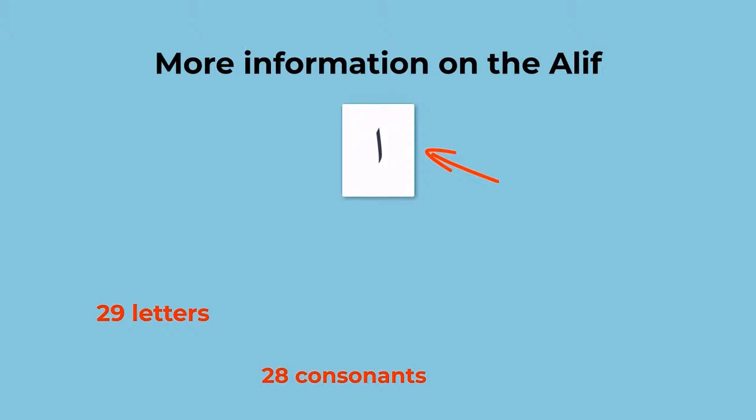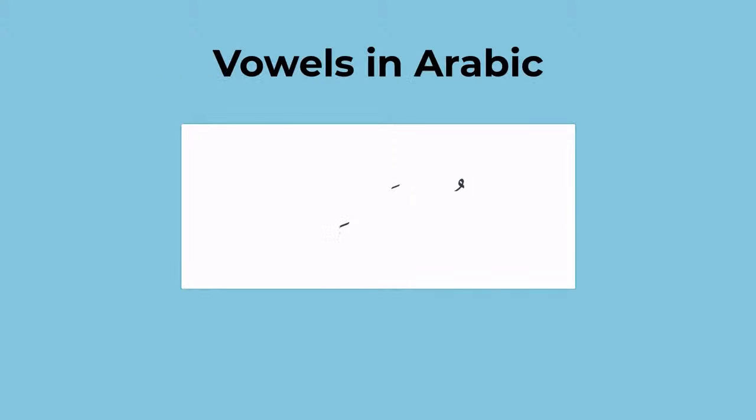Now, how many vowel signs, brother, in the Arabic language? Only 3. Dhamma, Fatha, and Kasra. Are you with me, brother? Dhamma, Fatha, and Kasra. Now remember, these are short vowels. Okay, they are short vowels.